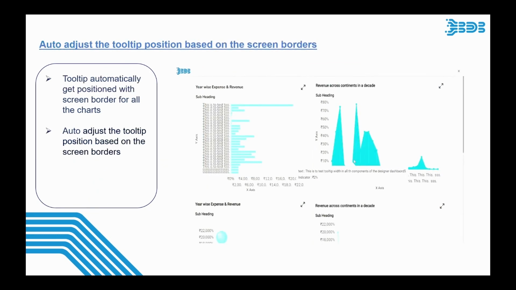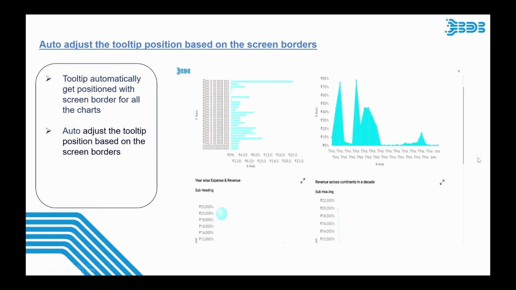Next is auto adjust the tooltip position based on the screen border. So we have this feature. Previously when we hovered on the border of the chart, the tooltip was not aligned properly. Now we have auto adjusted the tooltip position based on the screen border. You can see here, this is the tooltip, right? So if we are moving to the right of the screen, the tooltip should automatically adjust inside the screen.